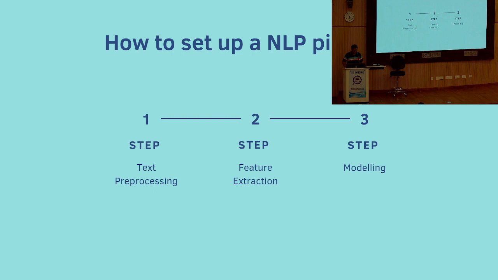To set up an NLP pipeline, there are three steps involved. The first step is text preprocessing, the second step is feature extraction, and the third step is modeling. We will look at each step one by one.